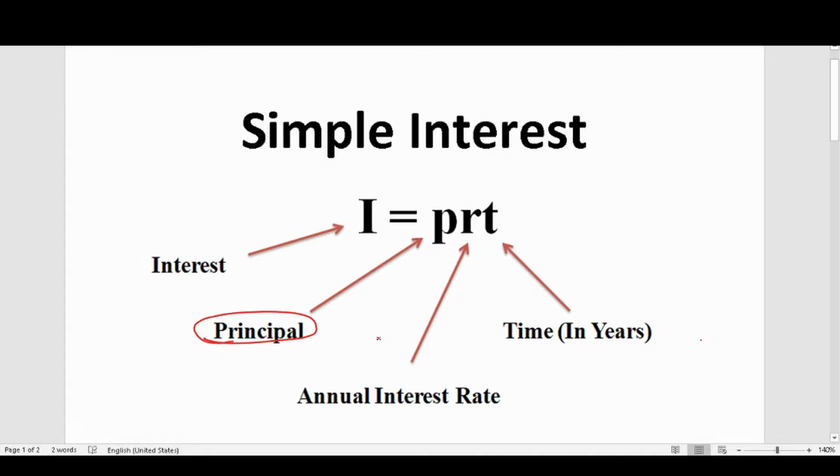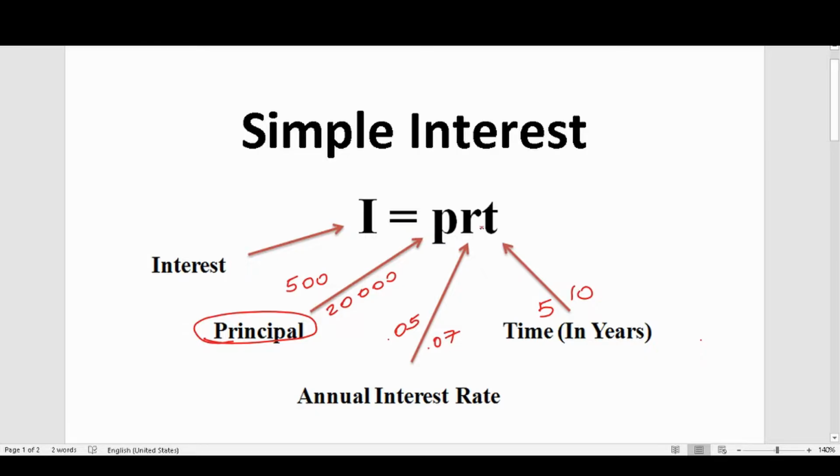So for example, if I told you I invested $500 at an annual interest rate of 5%, that would be this, 0.05 for 5 years. These are the numbers you would plug into the formula. And the amount that I earned after 5 years would be referred to as the interest. Just to give you another scenario, let's say I invested $20,000 at 7%, that would be 0.07 for 10 years. Those are the numbers I would plug into this formula.